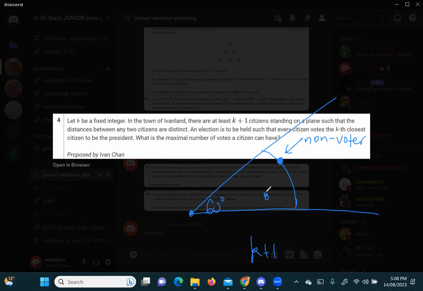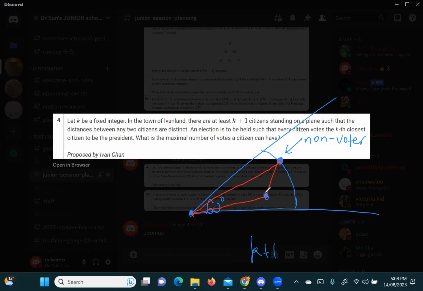Okay, so you take one of the other K people. It doesn't matter which one you take, so that means the conclusion holds for all of them. And then you draw a triangle. You draw a triangle, okay?